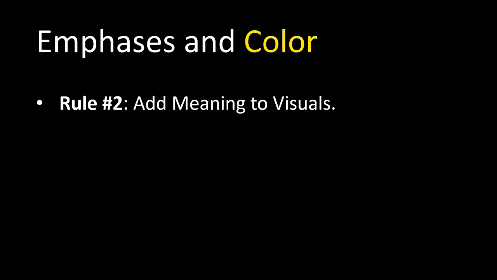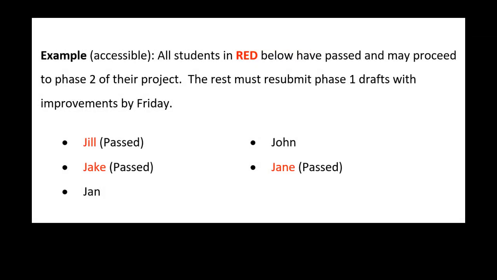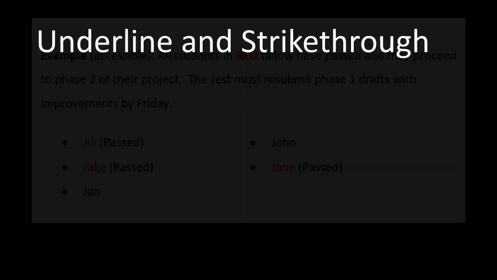Similarly, color should not be used as the only way to convey information, prompting a response or indicating an action. Viewing or printing a document in black and white grayscale can be an easy way to check if meaning or information is missing. Here's an accessible example. All students in red below have passed and may proceed to Phase 2 of their project. The rest must resubmit Phase 1 drafts with improvements by Friday. Jill passed. Jake passed. Jan, John, Jane passed. In this example, adding "passed" after the student's name ensures that those with red color blindness don't miss important information.